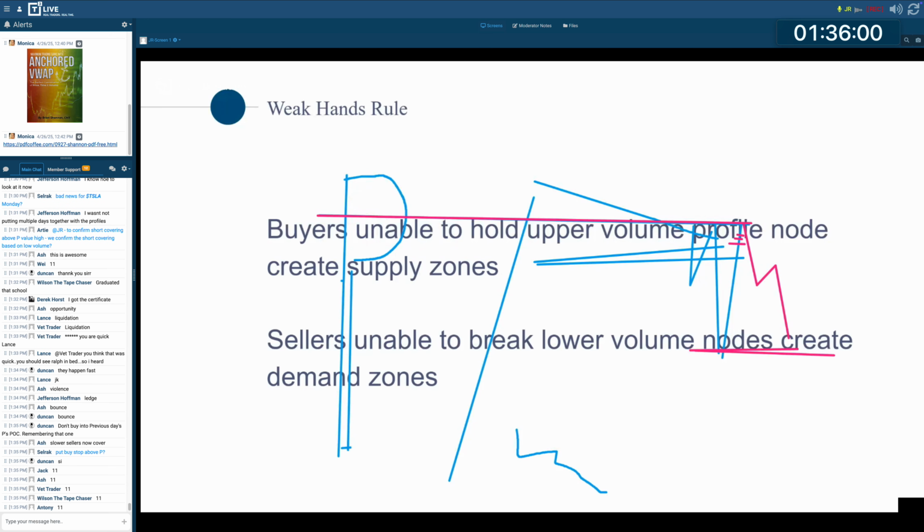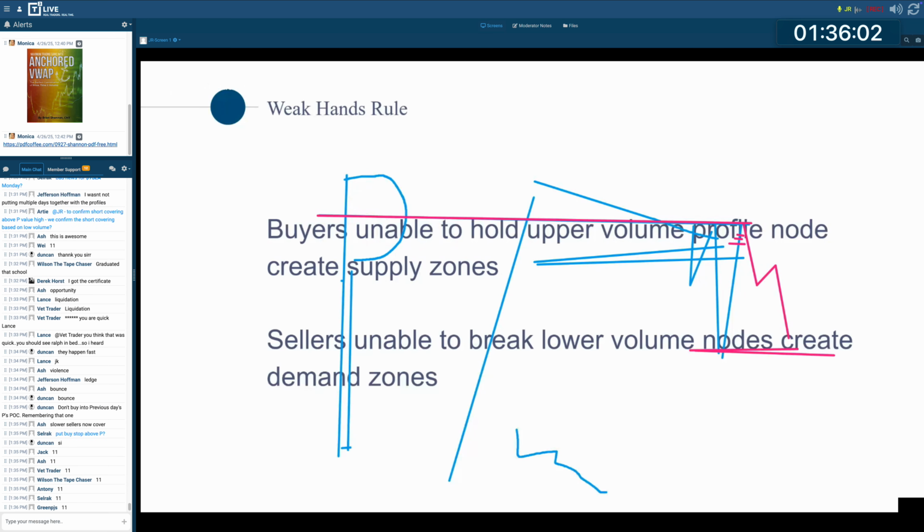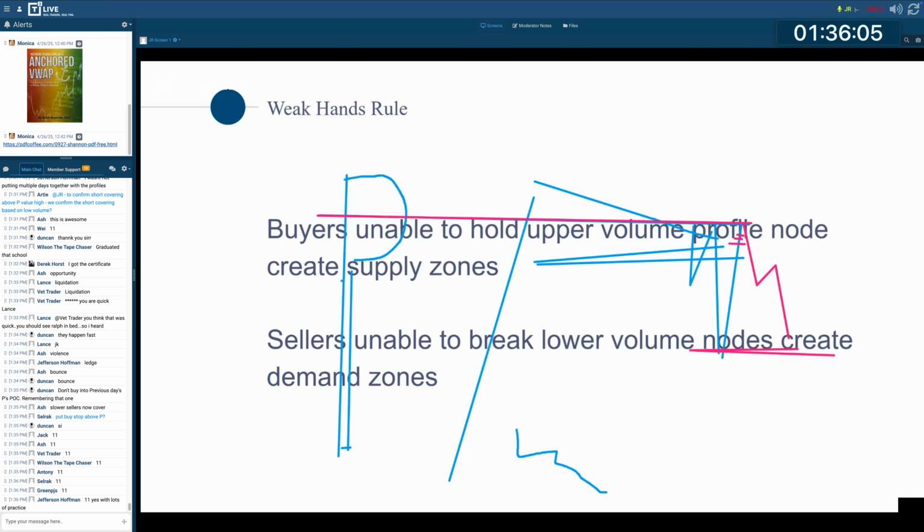Correct, Selrack. For the sake of all that is holy, just let it break out and then have fun with it.